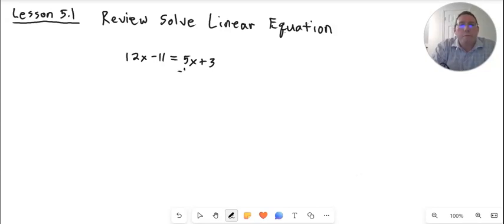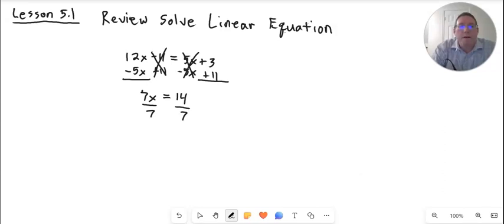What I'm going to do is I'm going to minus 5x here and minus 5x here. Okay, then I'm going to add 11 here and add 11 here. Over here, it's going to cancel the 5x. Over here, it's going to cancel the negative 11. I'm going to carry down 12x minus 5x is 7x, and that's equal to 3 plus 11 is 14. Then we divide by 7, cancel, and again, x is equal to 2.